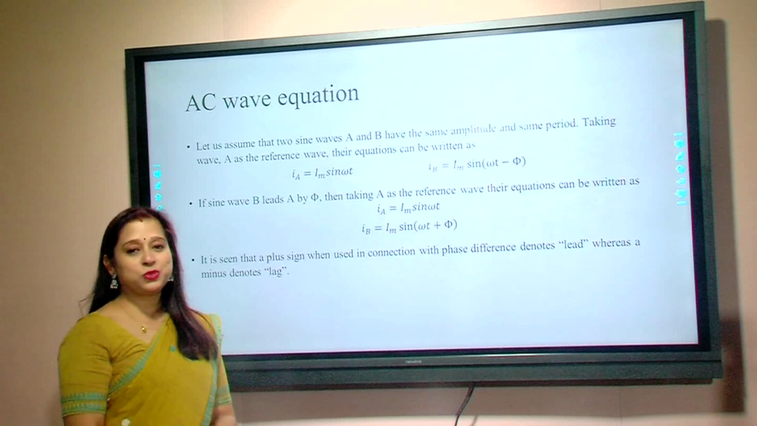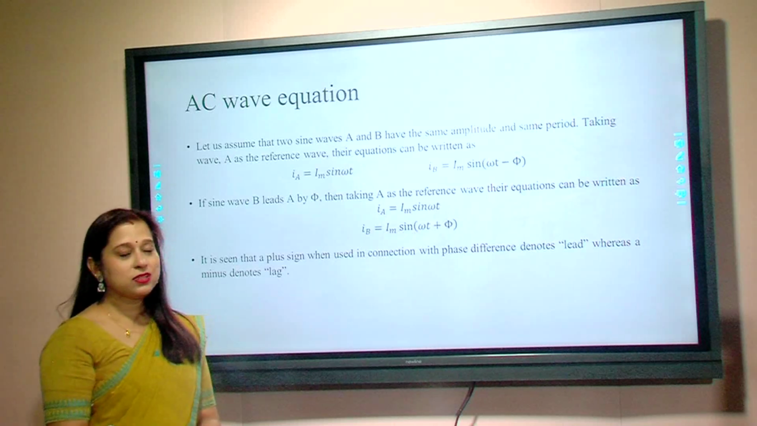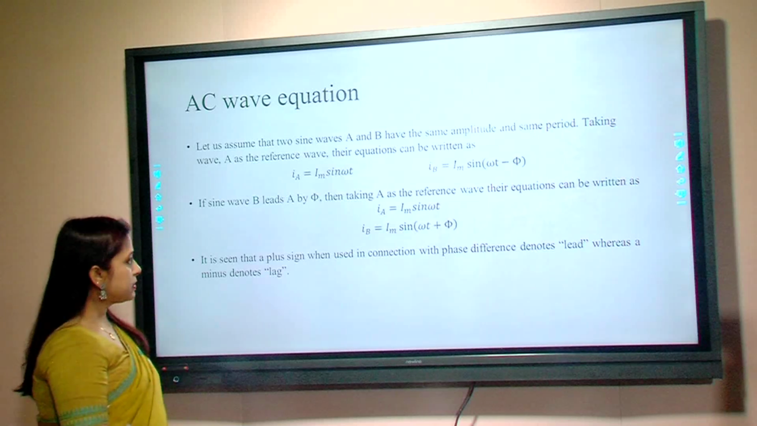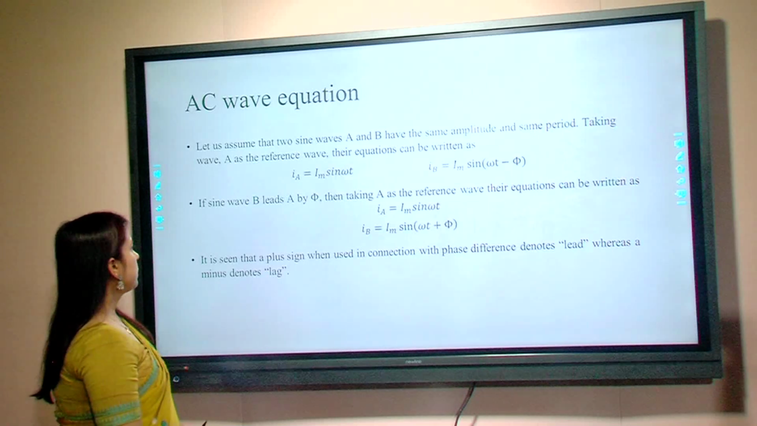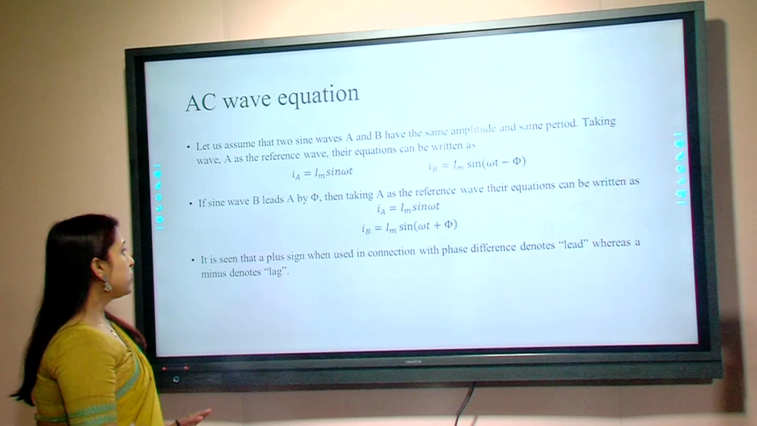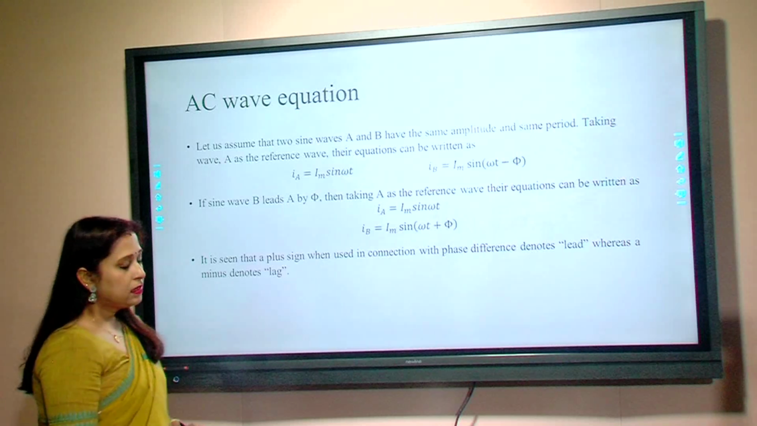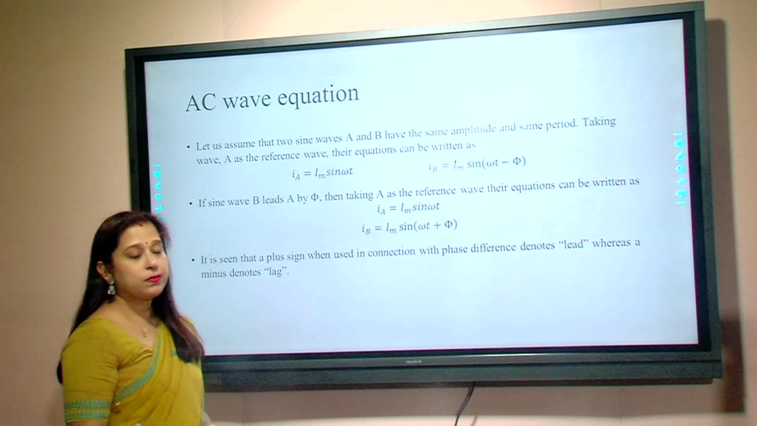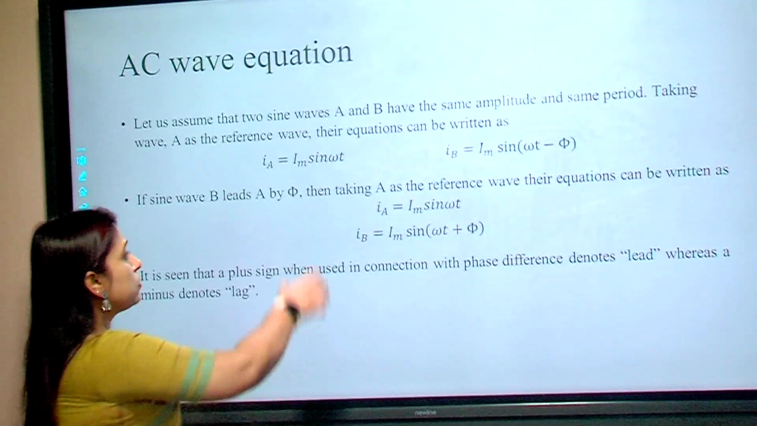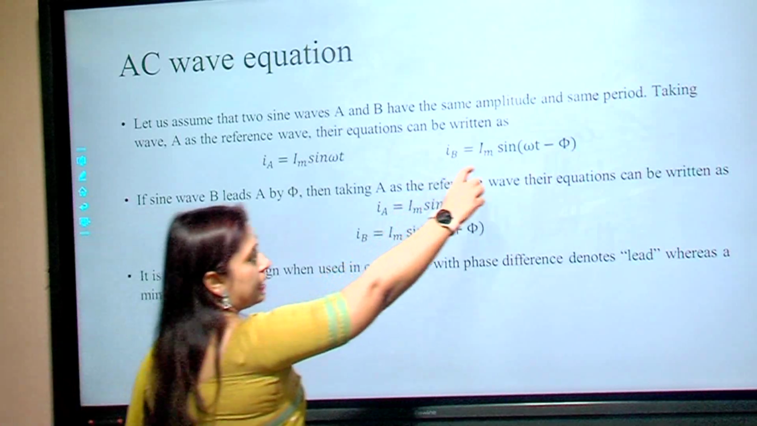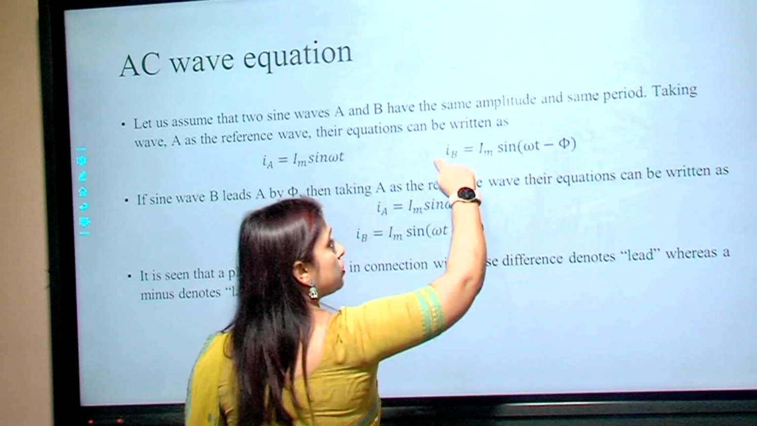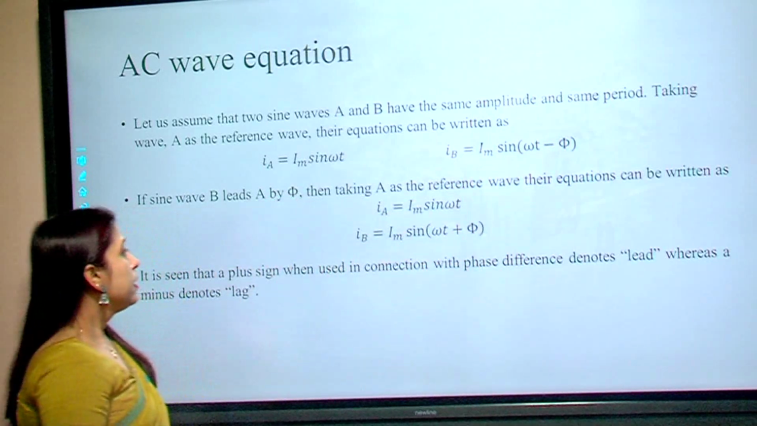Next we are moving to the AC wave equation. Let us consider two sine waves A and B which have the same amplitude and same period. Let us consider A to be the reference and B is lagging behind by some phase. So the equation for A will be this one, and since B is lagging behind by a phase of phi, the equation for B will be this one.